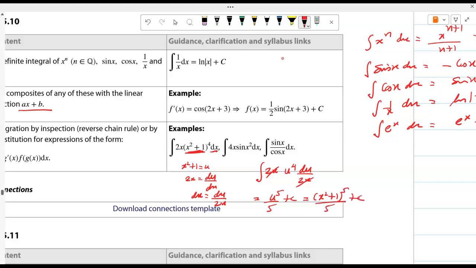Similarly, what will you substitute in the second one? You will substitute x square. In this one, what will you substitute? Now whenever you have e raised to sin x times cos x, what will you substitute? Whatever e is raised to. So you assume sin x is equal to u in such things.